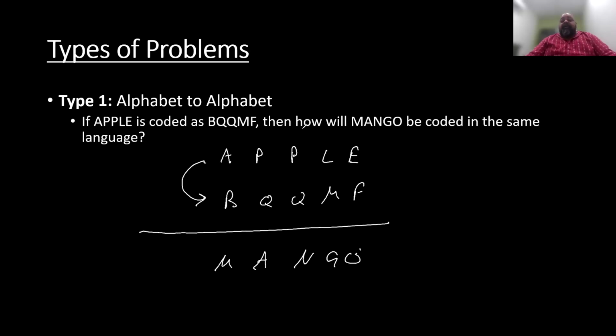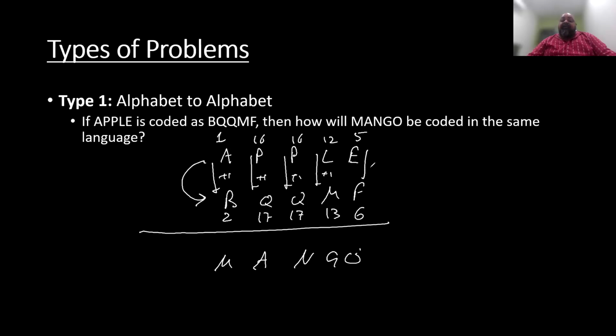If I just write the number values of these alphabets, A is 1, P will be A, B, C, D, E, F, G, H, I, J, K, L, 12, M, N, O, P, 16, 16, 12, and 5. If I write the number values of these alphabets, B is 2, Q is 17, M is 13, F is 6. As you can see, there is a +1 that is happening for each of these values.